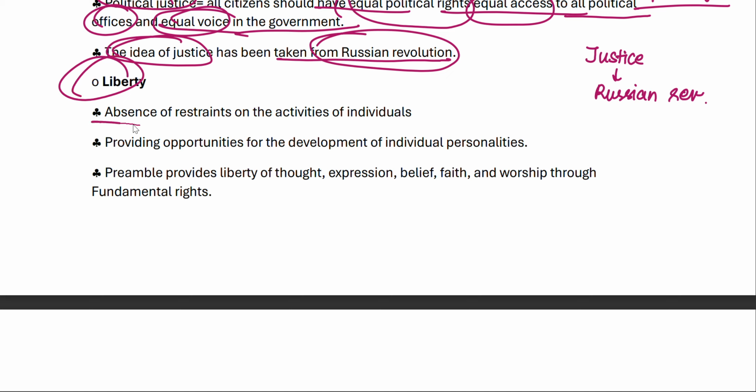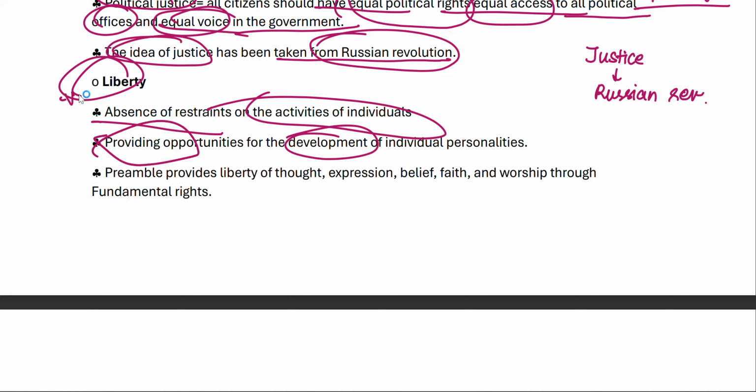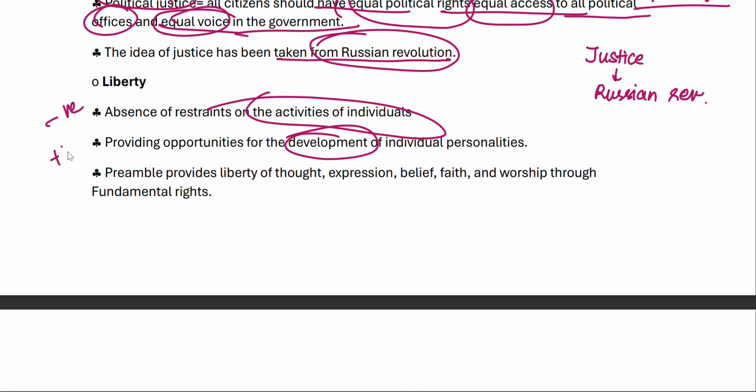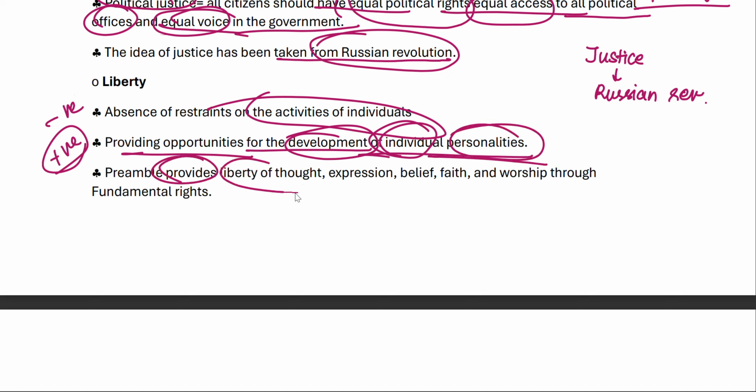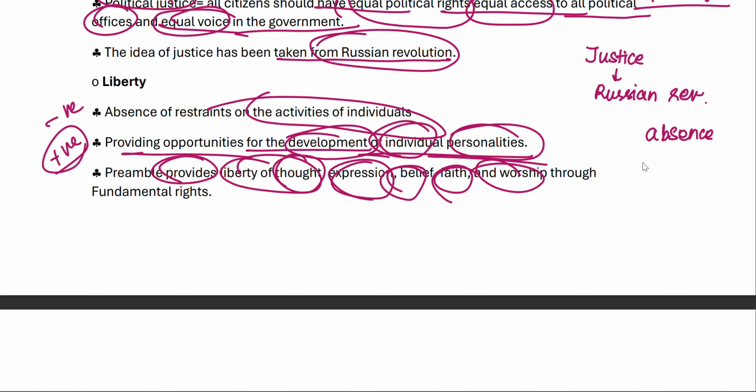Liberty is the absence of restraints on the individual. This is the negative interpretation of liberty. The positive interpretation of liberty is providing opportunities for the development of individual personalities. Absence of restraints plus opportunities for the development of individual personalities. Now, the Preamble provides liberty of thought, expression, belief, faith, and worship.